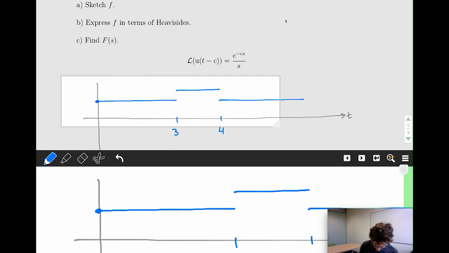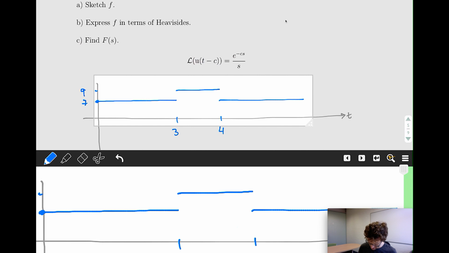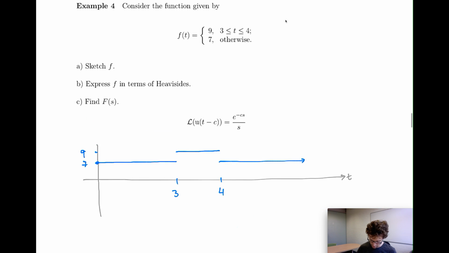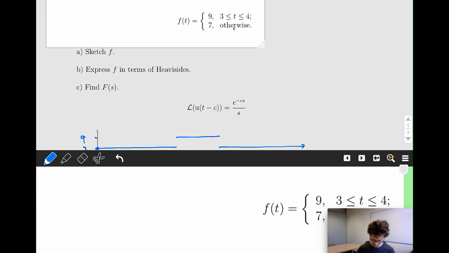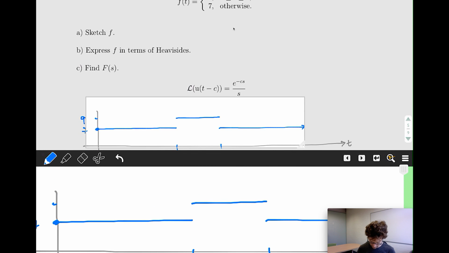So we're including that point. This is the value 7, this is the value 9. And we need to decide what happens at the end, or the discontinuities. And then again, that's going to be given to us by the function itself. So we notice that we're including the points at t is equal to 3 and t is equal to 4 with the value 9, and we're not including them at the value 7. So we're not including this point, and we're not including this point. We are including this point, we are including this point.